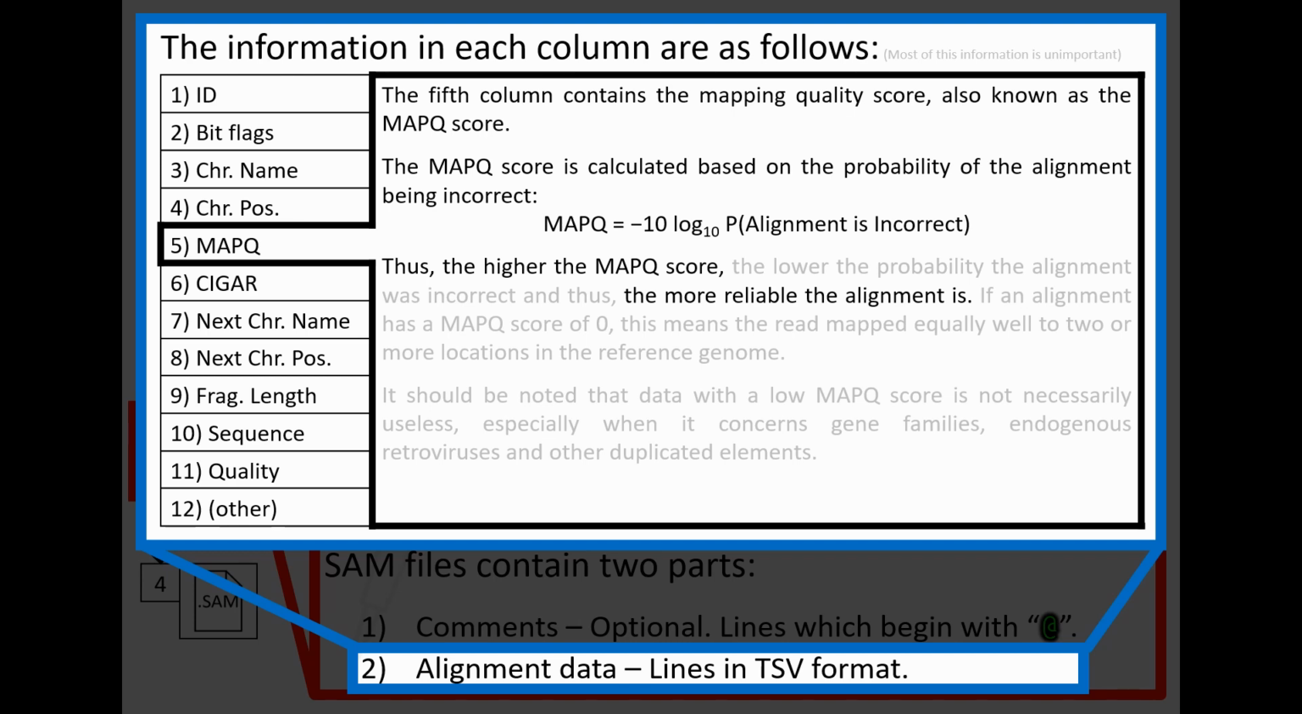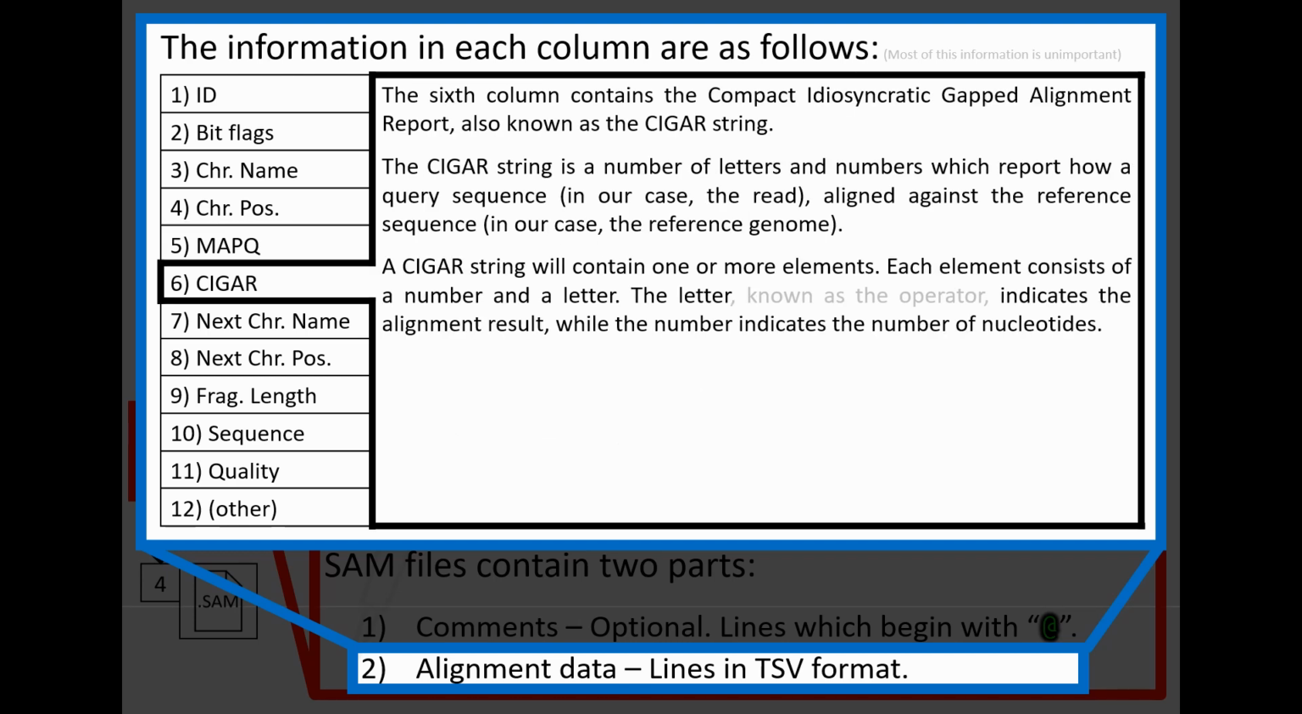alignment site candidates. The sixth column contains the compact, idiosyncratic, gapped alignment report, also known as the cigar string. The cigar string is a number of letters and numbers which report how a query sequence, in our case, the read, aligned against the reference sequence, in our case, the reference genome. A cigar string will contain one or more elements. Each element consists of a number and a letter. The letter, known as the operator, indicates the alignment result, while the number indicates the number of nucleotides.